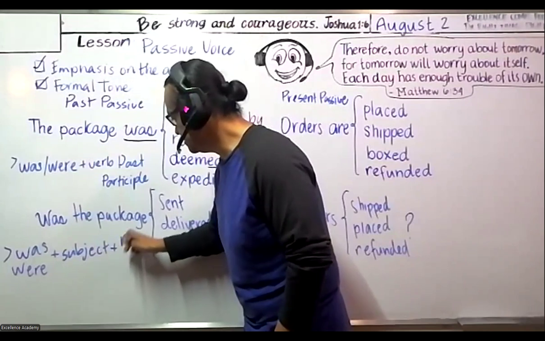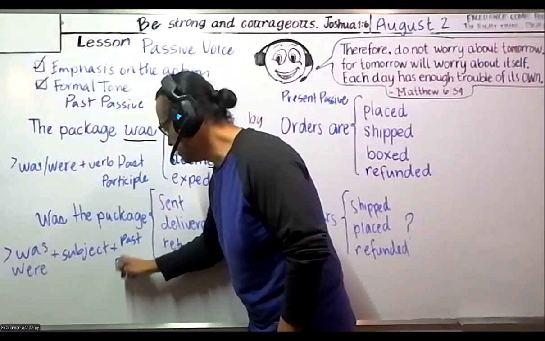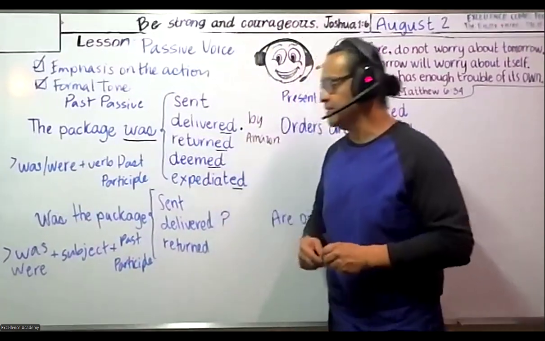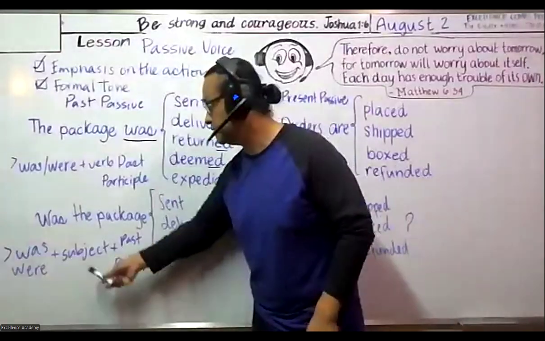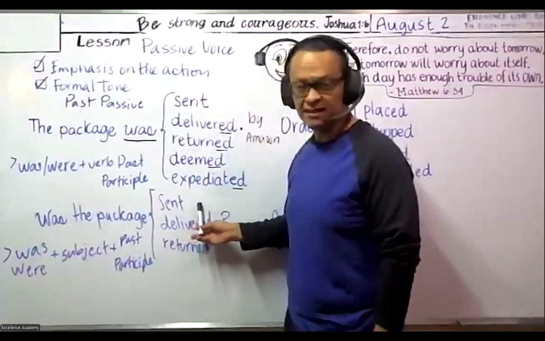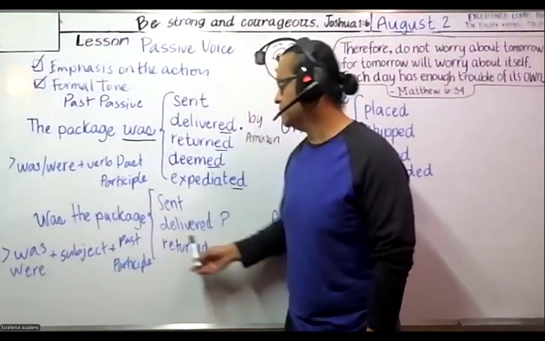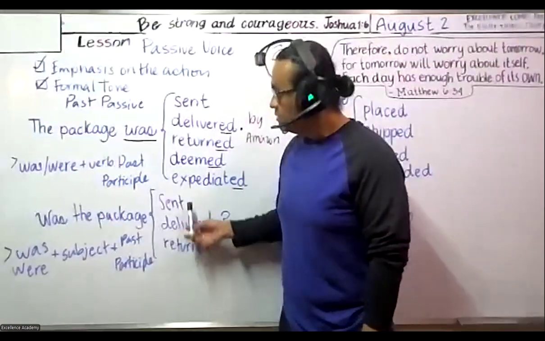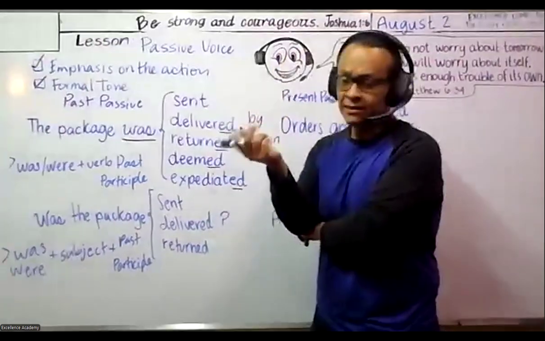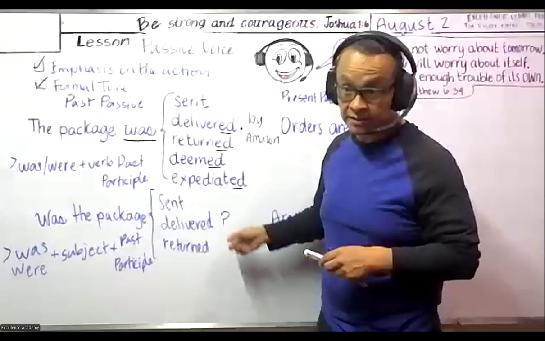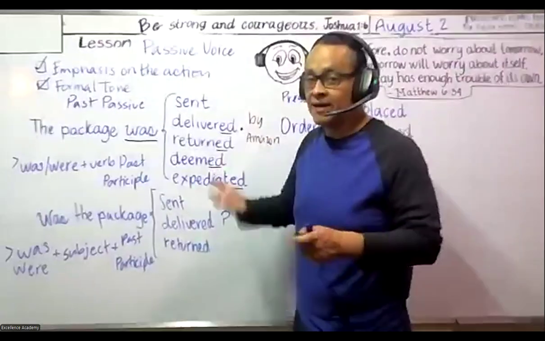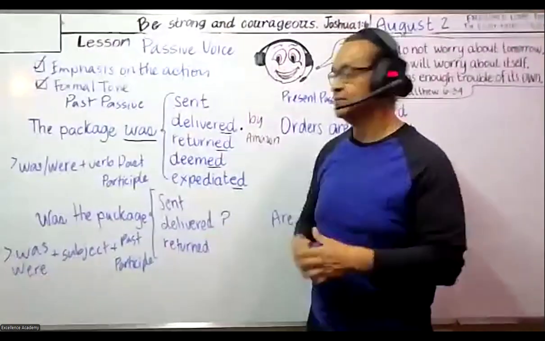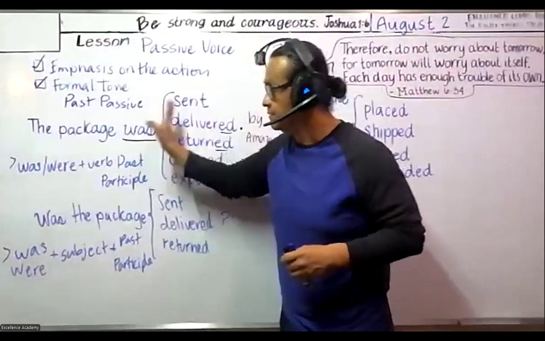So if you want to ask in the past tense, in the passive voice, you're going to say, was the package sent? Was the package delivered? And was the package returned? Was the package sent yesterday? Was the package delivered on time? So I'm asking about the action performed and not the person performing the action. Okay. And that's the past passive.